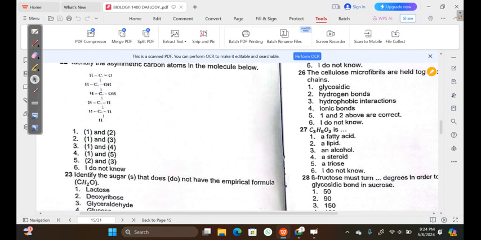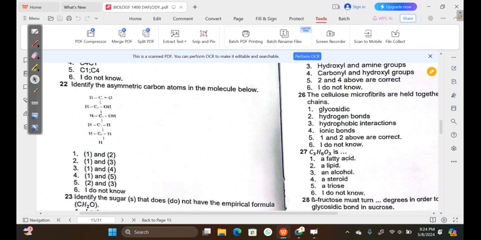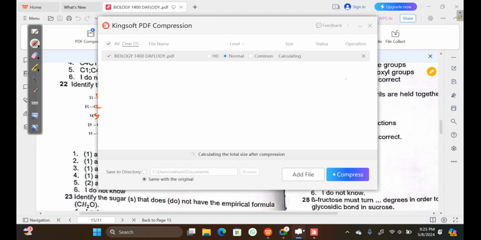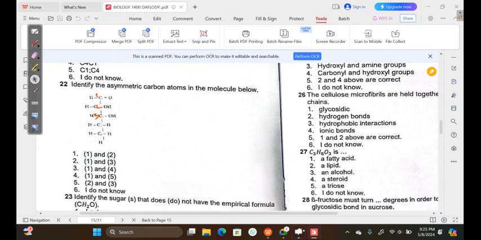Question 22. So I've got this carbohydrate here. The question is, identify the asymmetric carbon atoms in the molecule below. So I've got this molecule, and we have to identify which carbons are asymmetric. So this is carbon 1, 2, 3, 4 and 5. So which carbon is asymmetric?